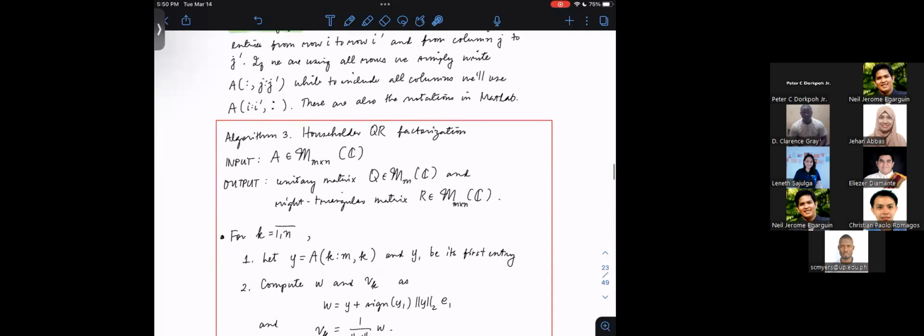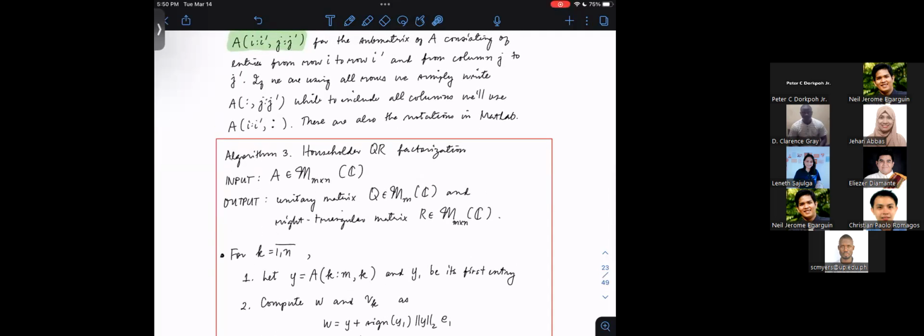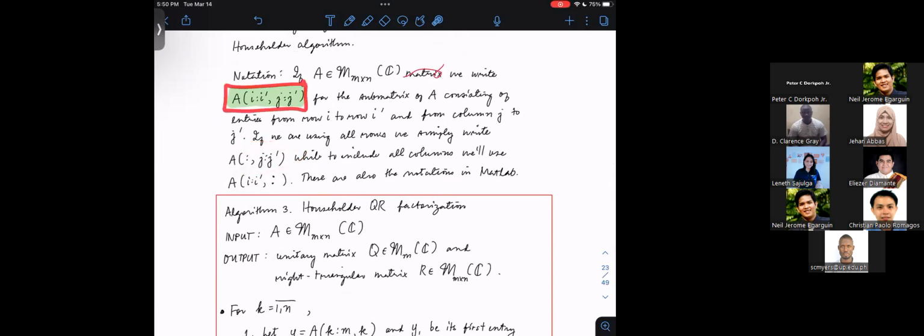Now, in this algorithm, in algorithm 3, I'm employing some MATLAB terminologies or MATLAB notations. So remember, we'll be starting with a rectangular matrix A. Now, if I want to get just the submatrix of that matrix A, this will be my notation, right? So whenever I write A of, then there are 2 sets of numbers separated by commas inside the parentheses, this is just the submatrix of the matrix A consisting of rows from number I to number I prime and consisting of columns from J until J prime.